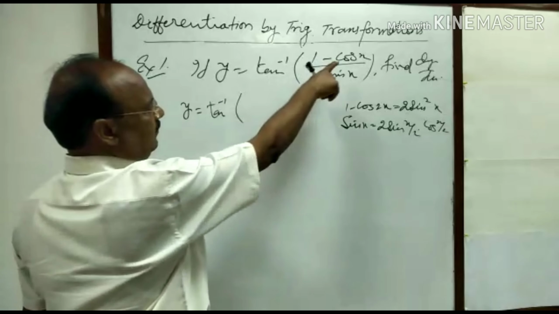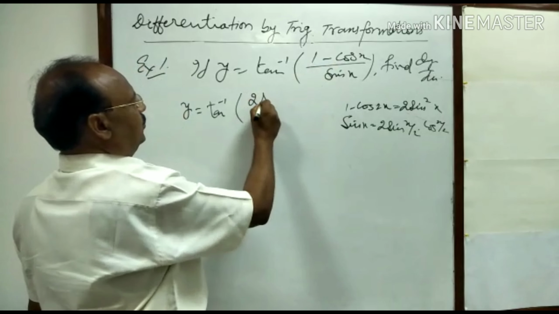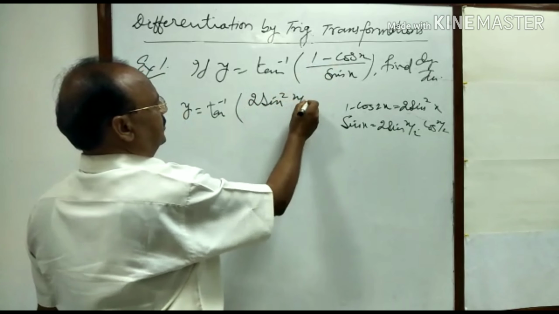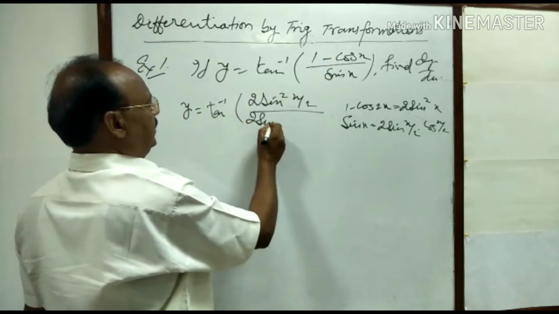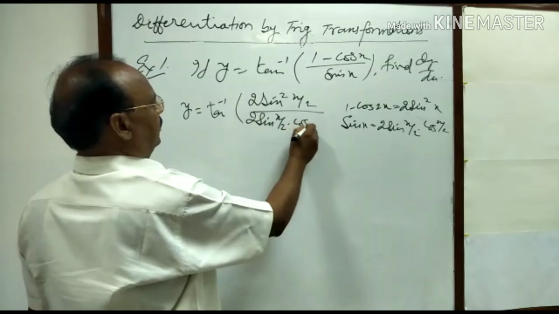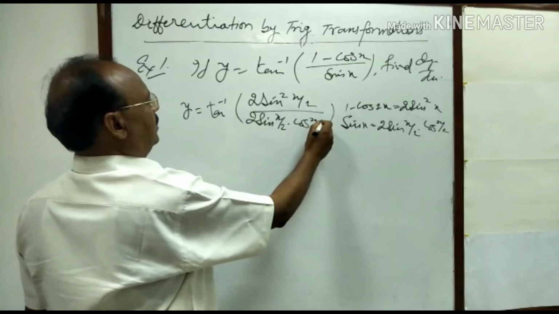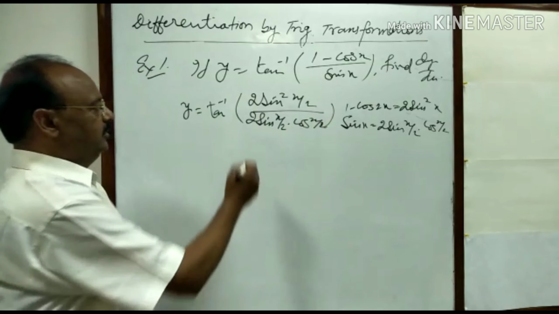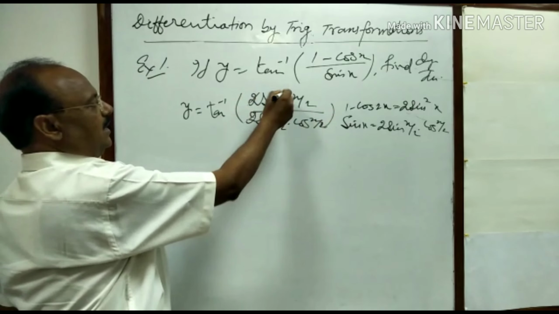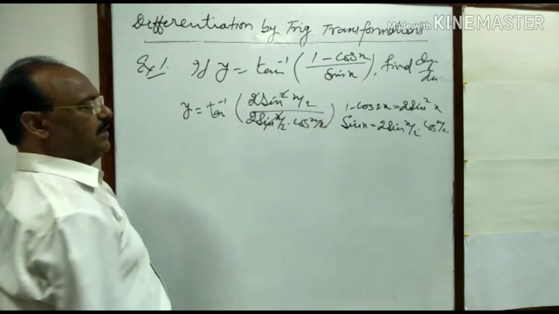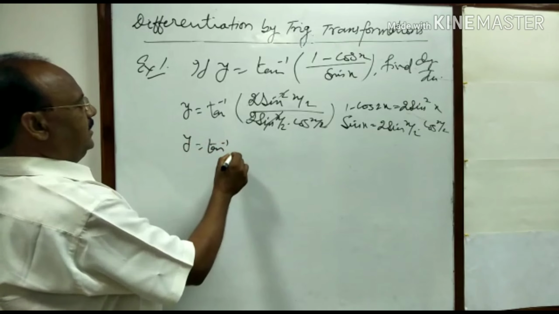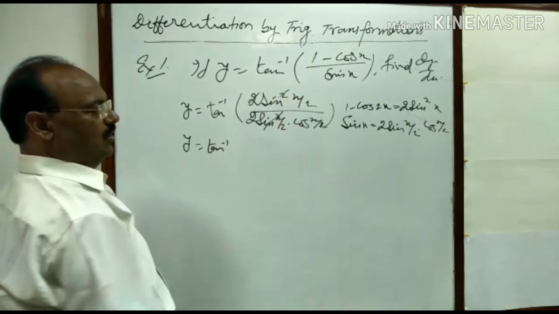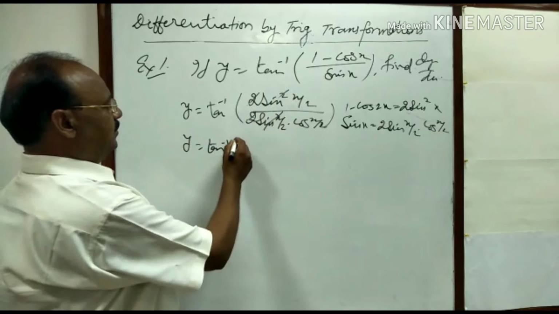tan inverse, 1 minus cos x will be 2 sin square x by 2, and sin x can be written as 2 sin x by 2 into cos x by 2. Here 2 will be cancelled out, and the square will be cancelled out with sin x by 2. So we are getting here y is equal to tan inverse sin x by 2 upon cos x by 2, that is tan x by 2.